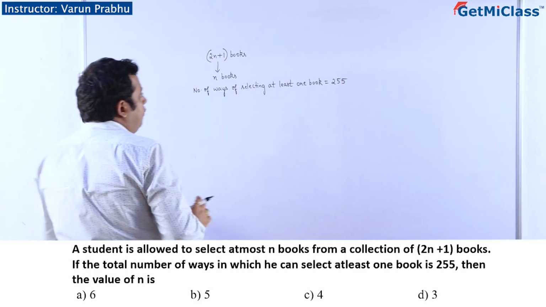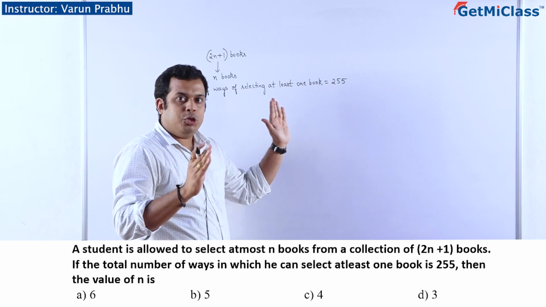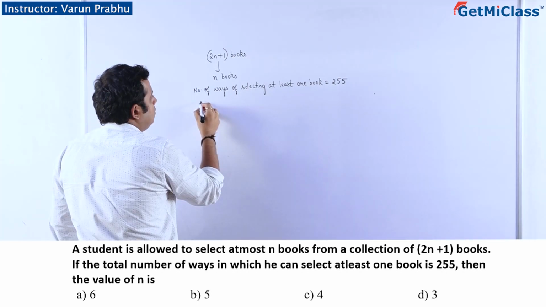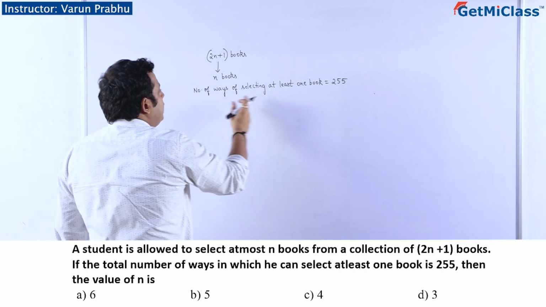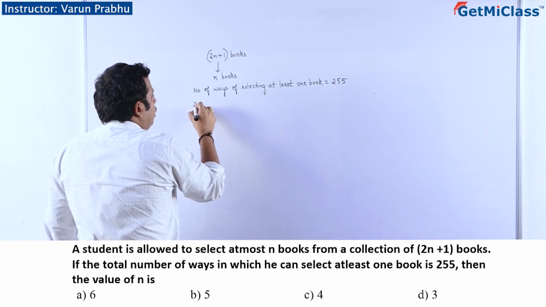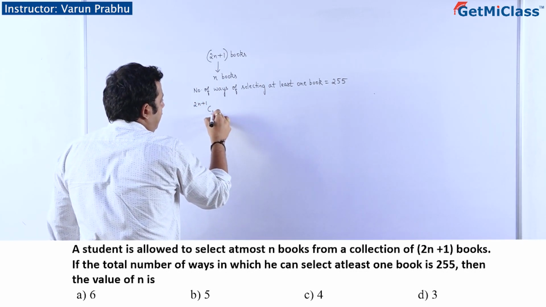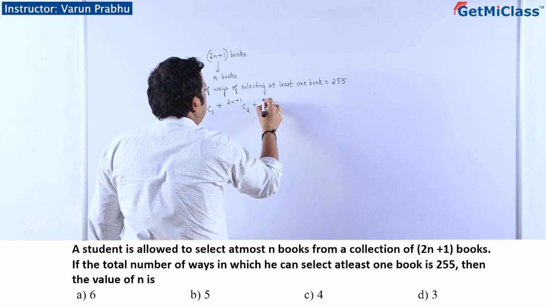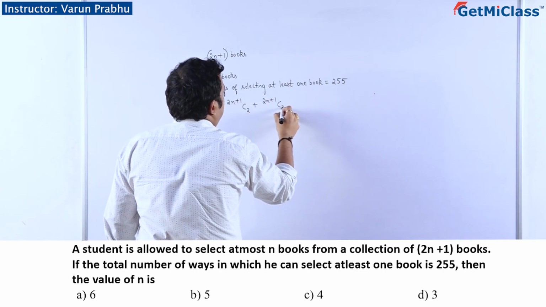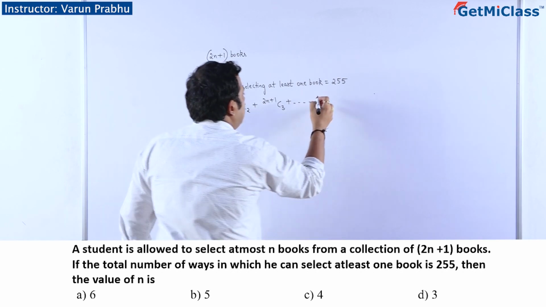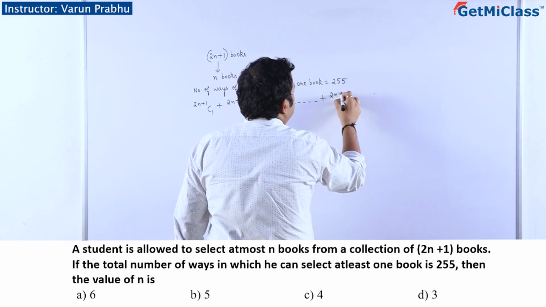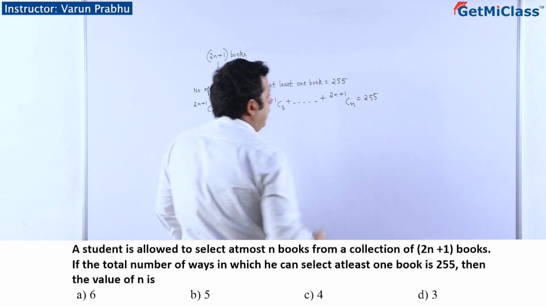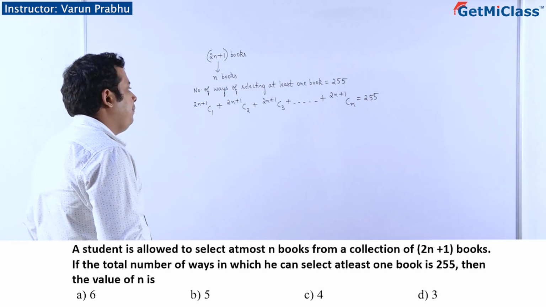What is the meaning of the number of ways of selecting at least one book? Minimum he should select one book, correct or not? So in how many ways can he select at least one book? Now see, 2n plus 1 C1, minimum one book he has to select, right? 2n plus 1 C2 or 2n plus 1 C3, like this. He can select up to 2n plus 1 Cn. This is given in the problem as 255.